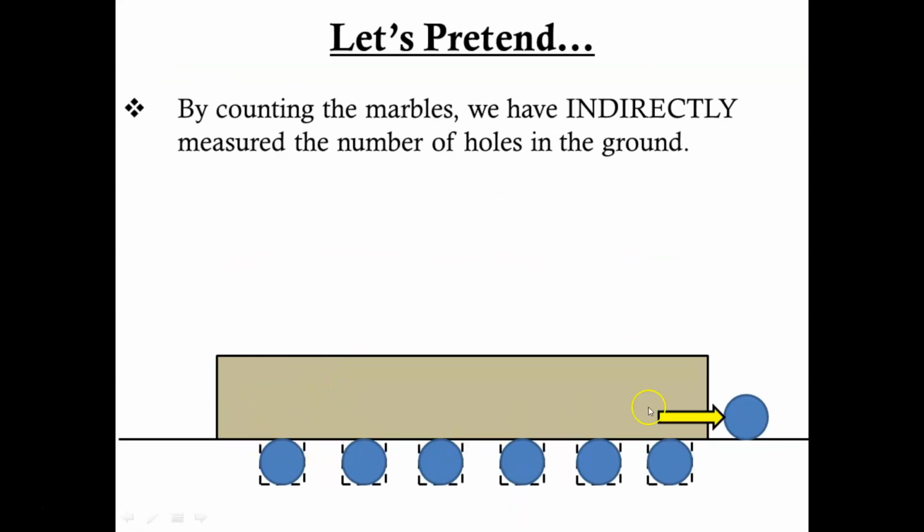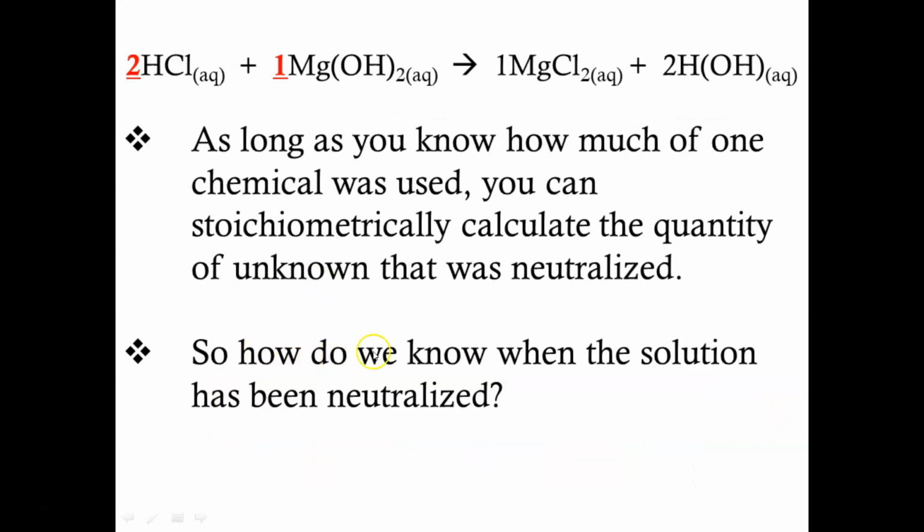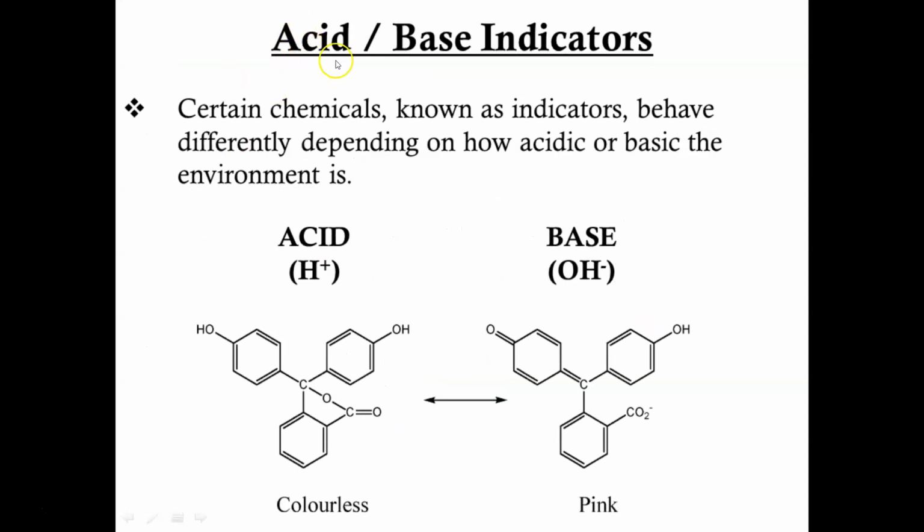Now, in the example of the tunnel and the holes, it's very easy to know when you've filled up all the holes because a marble rolls out. But how do you know when a solution has been neutralized? Well, we use acid-base indicators: chemicals that behave differently depending on how acidic or basic the environment is. This is the molecule phenolphthalein.